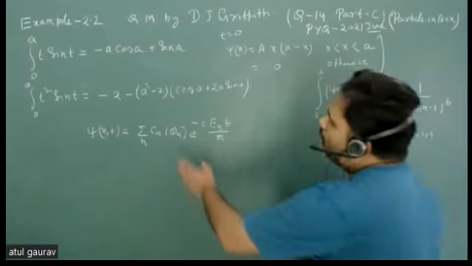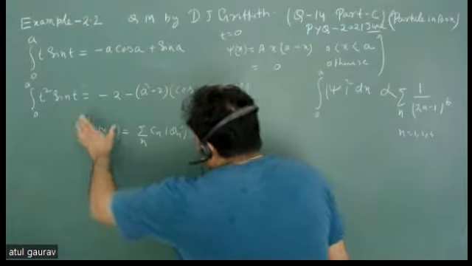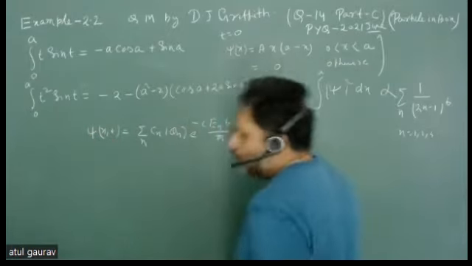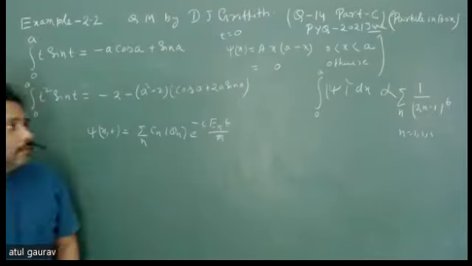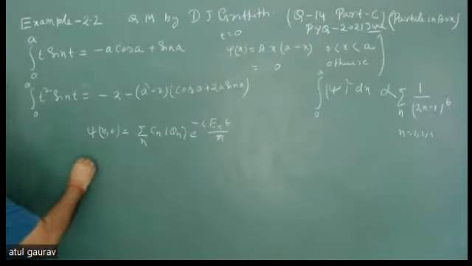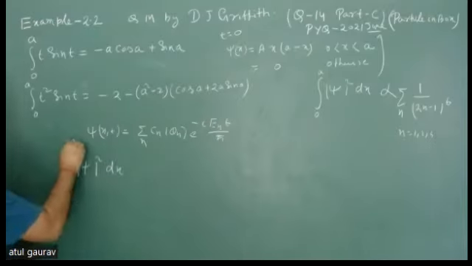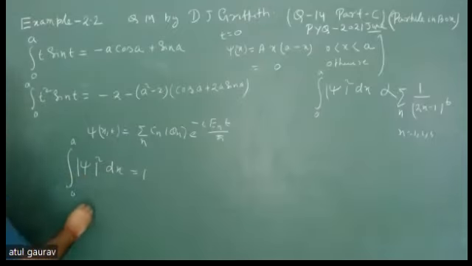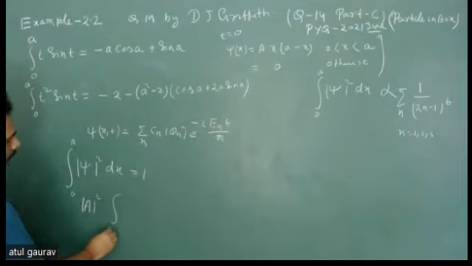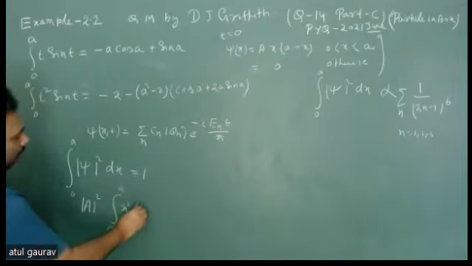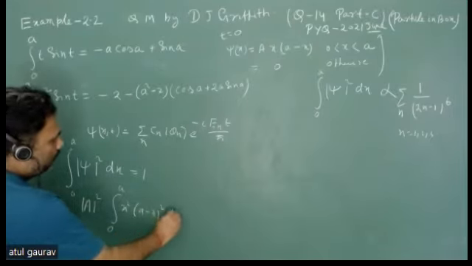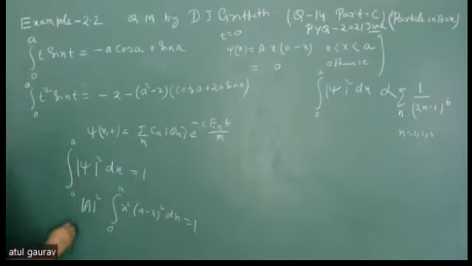Before calculating this Cn, we will make sure that this psi x 0 is normalized. So first we have to do the normalization condition. Integral of mod psi square dx from 0 to a must be equal to 1, and you have mod A square times the integration from 0 to a of x square into a minus x whole square dx must be equal to 1. You can do this integration yourself. I have done it myself, and A is root under 30 upon a to the power 5.